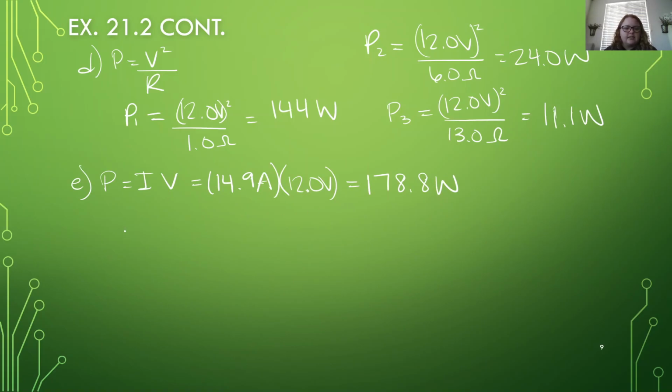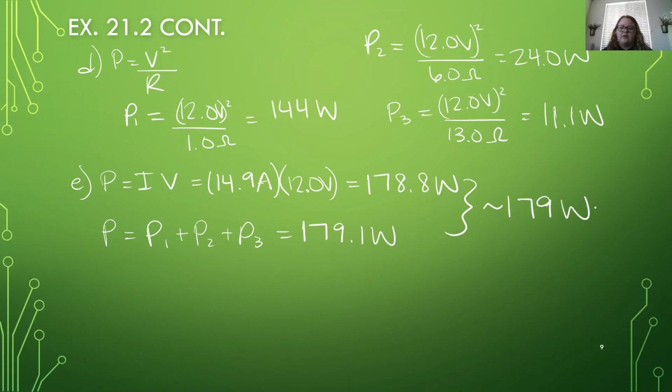And then the second part of this question is making sure that this would equal the sum of the other three. So let's see, P equals P1 plus P2 plus P3. And then instead of writing those all over, I'm just going to go ahead and do that in my calculator. So 144 plus 24 plus 11.1 approximately, we have 179.1 watts. And as you can see, they are very close. They are about 179 watts, so that checks out.